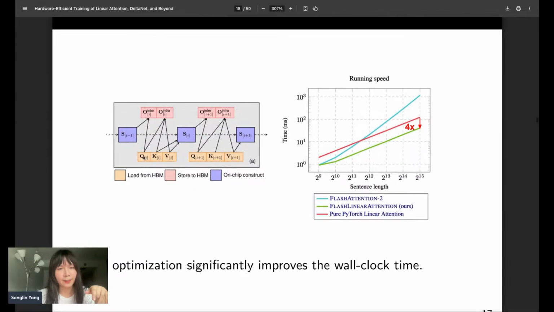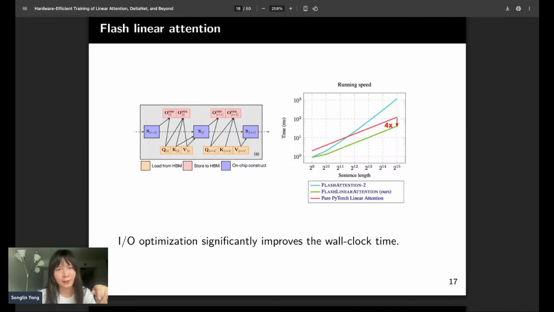For example, in this case, this query block can be used to compute both parts of the output: the part contributed by the previous context and the part from the local context. The key block can be used to update the hidden state, and it can also be used to compute the output from the local context. So this is a simple kernel fusion to reduce the I/O cost.